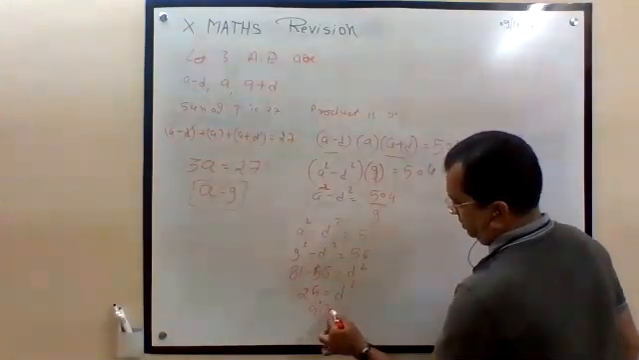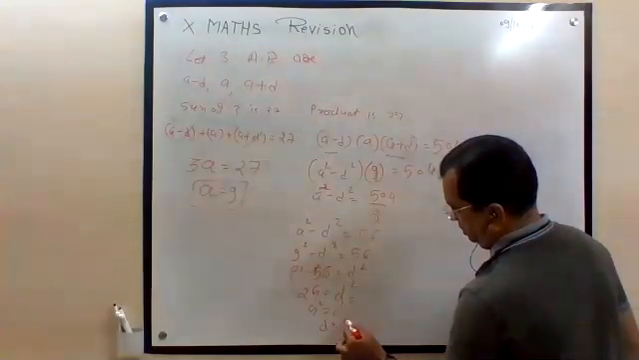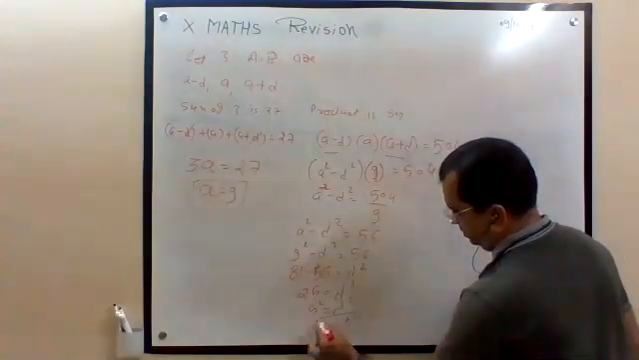$25, sorry. So 5 square is equal to D square. So D is equal to plus or minus 5.